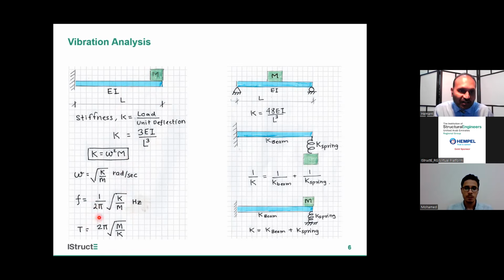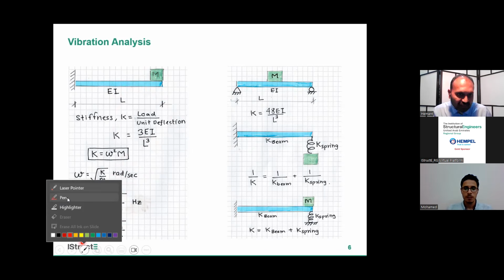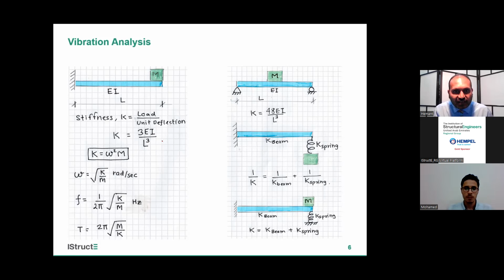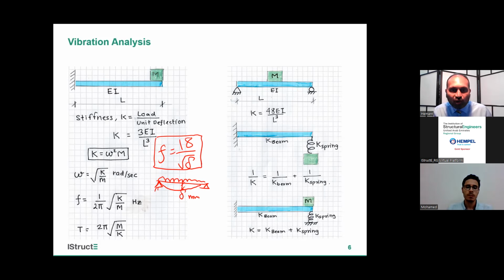You may have used this magical equation to calculate frequency: F equals 18 under root delta. Many of you remember this magical equation. If I have a simply supported beam, I calculate my permanent dead load and 10% of imposed load, and I calculate delta at the midspan. In mm units, I put it in and I get the frequency directly in Hertz. So this formula is also very quick to use.